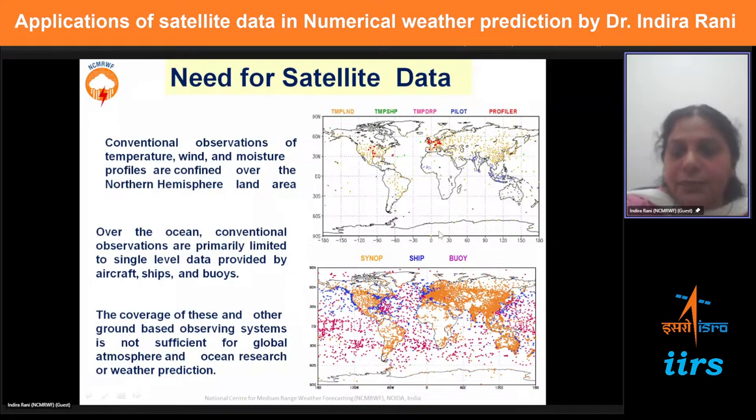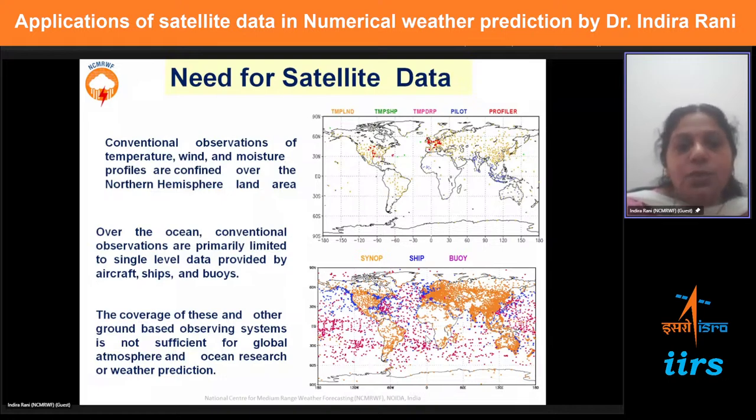And if you see the southern hemisphere, especially over the ocean and over the land region, the number of observations is very low. The bottom panel shows the surface observations, that is the in situ surface observation. Here also you can see that we have a good coverage of observation, but the problem is it is surface observation and it is only a single level observation.